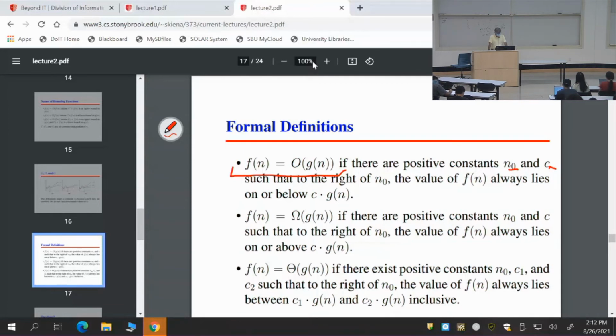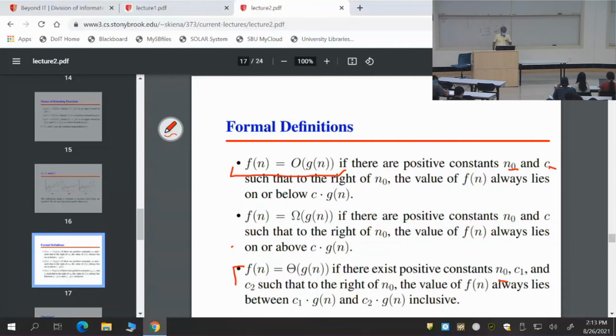For the omega bound, there has to be an n naught and a c such that for all n greater than n naught, f of n is always greater than or equal to c times g of n. And for a theta bound, you've got to have the n naught bound, so beyond a certain point, c1 and c2 are coefficients such that c1 g of n is always bigger than f of n, and c2 g of n is always less than it. Any questions?